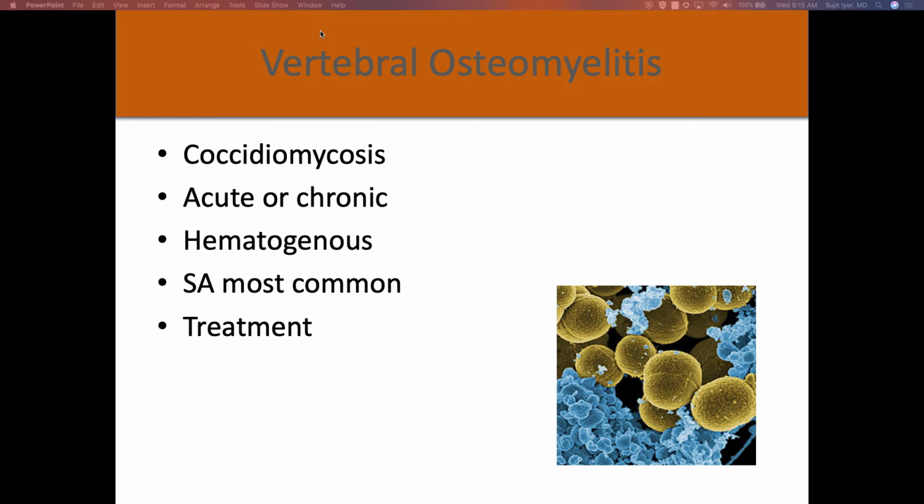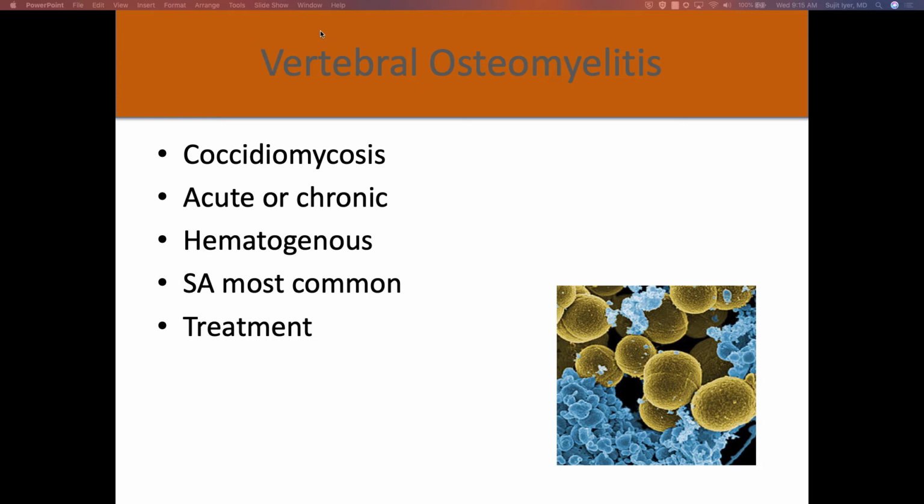So this kid had vertebral osteo, specifically involving coccygeomycosis. Osteo can present in an acute presentation or a chronic presentation. Most often it is caused from a hematogenous spread, although it can be caused by direct inoculation such as trauma or surgeries, and even from a local infection just spreading contiguous to the site where it is located.